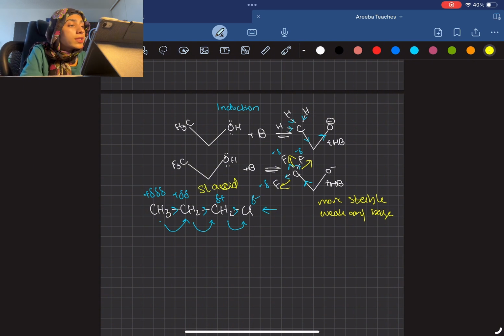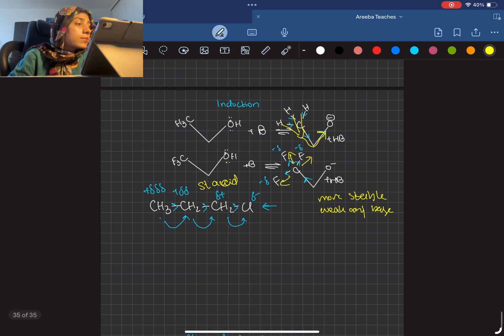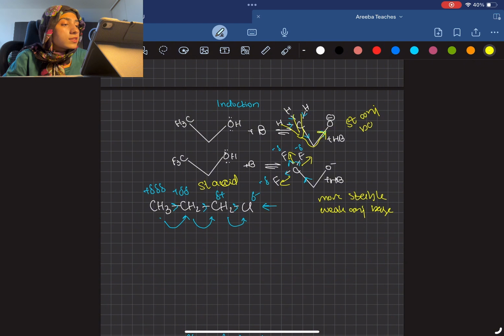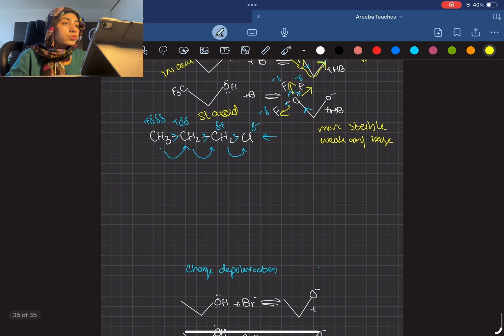However, on the one on the top, the charges are coming from multiple directions, but they're converging into one species. They're not spreading apart, so that is less stable. Less stable would mean that it's a strong conjugate base, so this is making a weak acid. And that's it. Now we'll look into charge delocalization.